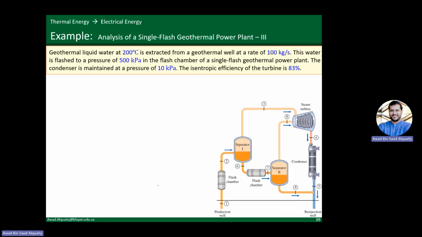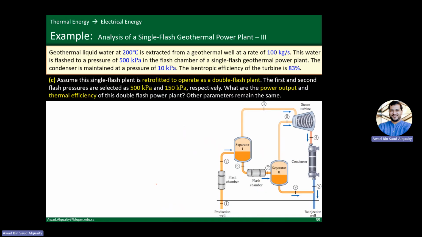Now, moving on, the third part of this question is, all right, we are having reasonably hot water, and we are sending it back, right, in a single flash power plant. So let's assume the single flash power plant is retrofitted to operate as a double flash plant, which kind of makes sense just from the resource utilization perspective, right? Economics, we don't know, but as far as the overall utilization is concerned, well, yes, it may make sense because we don't want to reinject really hot water back into the ground.